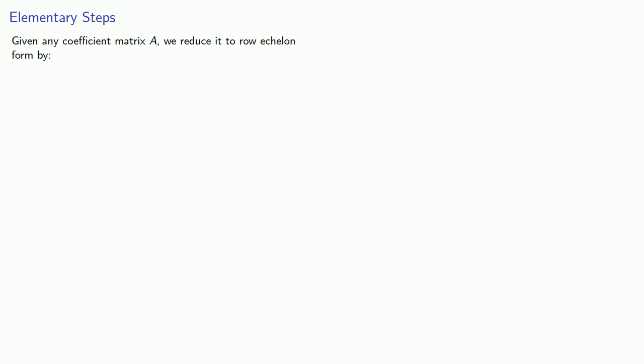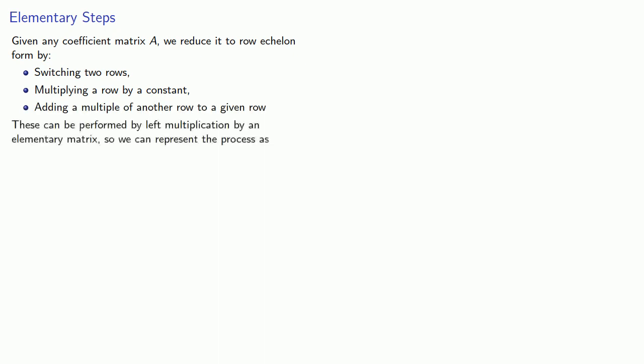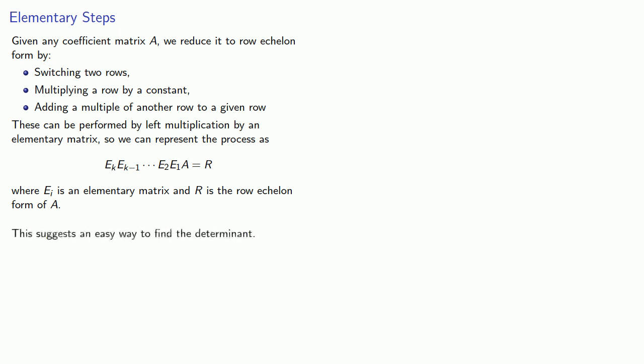So let's think about this. Given any coefficient matrix A, we can reduce it to row echelon form by switching two rows, multiplying a row by a constant, or adding a multiple of another row to a given row. These can be performed by left multiplication by an elementary matrix, so we can represent the process as a product, where E_i is an elementary matrix and R is the row echelon form of A. And since the determinant of a product is the product of the determinants, this suggests an easy way to find the determinant.